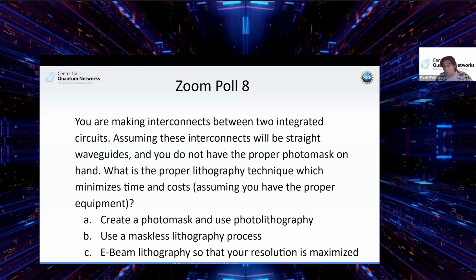But if you don't have the photomask on hand, well, now your choices are just maskless lithography or e-beam. And e-beam takes a good amount of time. When it comes to clean room costs, it costs a good bit. We're not going to talk too much about the economics of it all, but e-beam just costs more. So you might as well just do the maskless lithography process. So if you find yourself in a pinch, go with maskless lithography, depending on your architecture, of course.